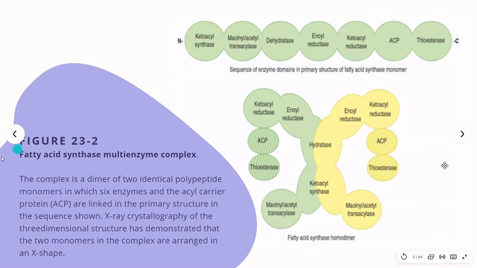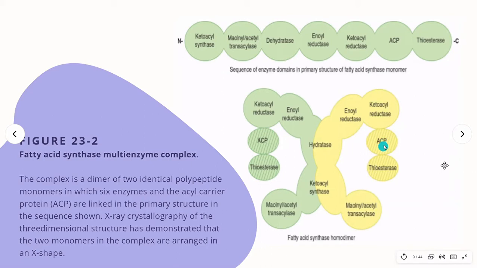So this is now the fatty acid synthesis multi-enzyme complex. This is not the one that we mentioned, your acetyl-CoA carboxylase to form your malonyl-CoA. No, this is now your enzyme. So it is a dimer. One polypeptide chain, another polypeptide chain. This is the ACP that we mentioned, acyl carrier protein. That's the one there, acyl carrier protein.